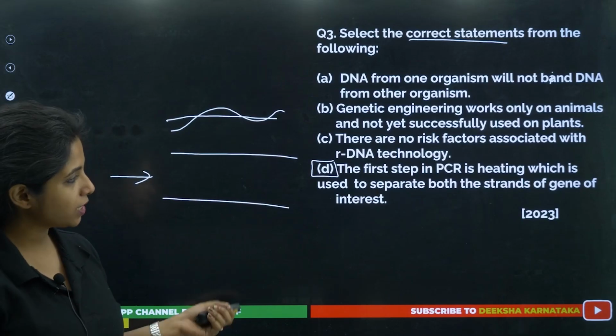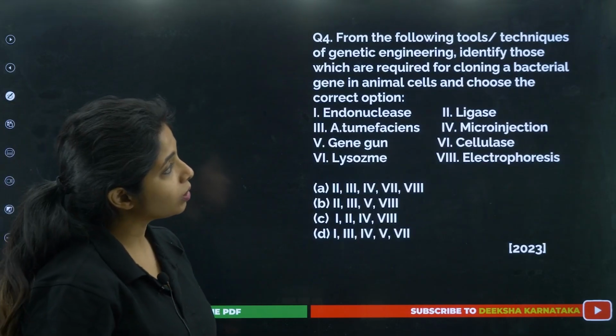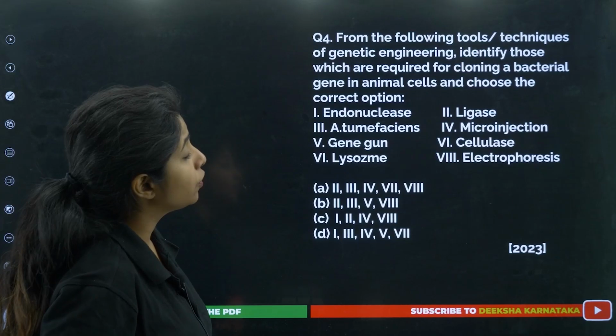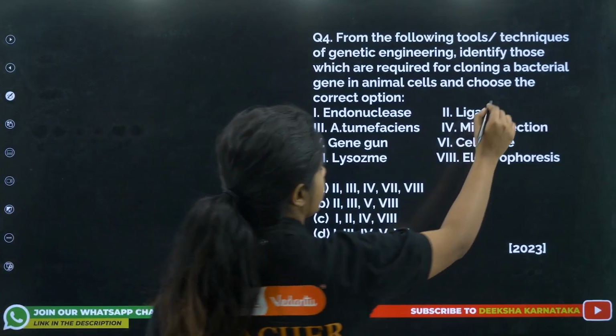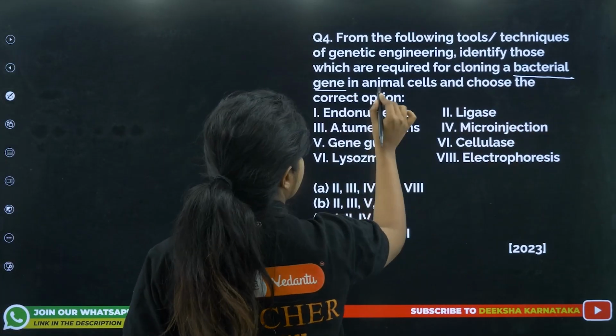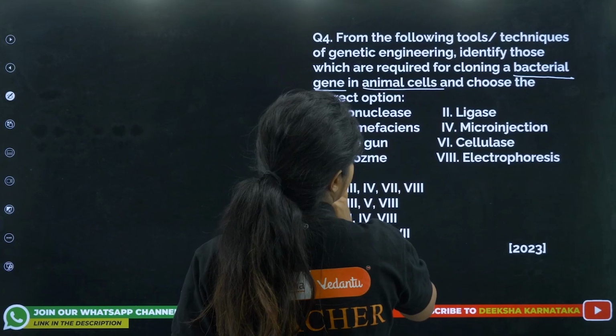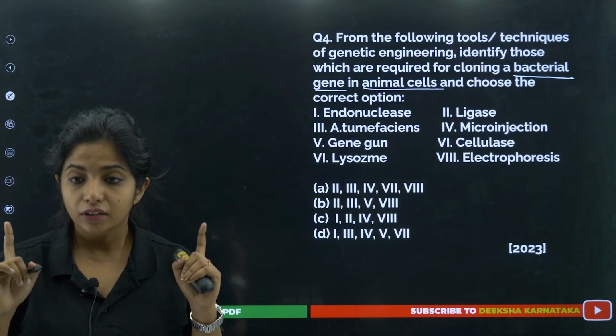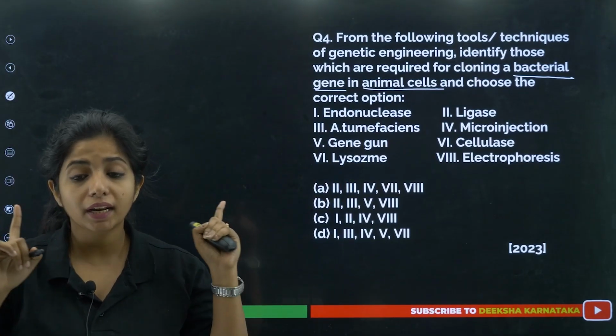Okay, works? Next question. From the following tools and techniques of genetic engineering, identify those which are required for cloning a bacterial gene. So we have a bacterial gene, and we are putting it where, children? In an animal cell, and choose the correct option. So the bacterial gene is there, and I am putting it in an animal cell.